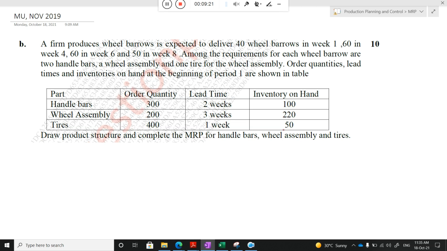So what is the question here? Draw the product structure and complete the MRP for the handlebar, wheel assembly, and the tires. This is actually the question. So has everyone understood the question? Then I will start the solution part. Everyone understood?